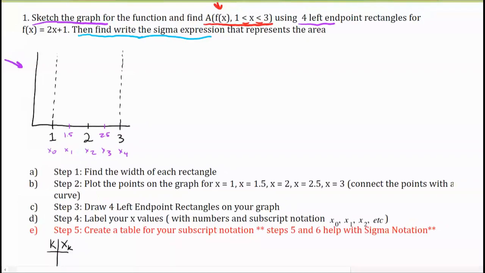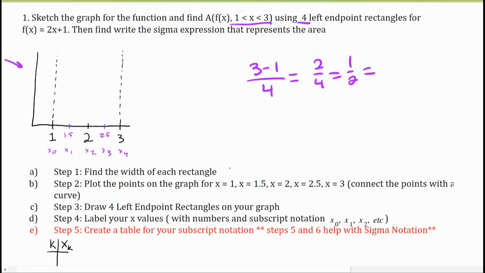So in this problem, we're asked to go between 1 and 3, and we're doing four rectangles. Usually the math that I like to do to find the width is, I know I'm ending at 3, I'm starting at 1, so I subtract them, and then I am breaking it into four rectangles. So when I do that, I get 2/4, which is the same as 1/2, which I'm going to write as a decimal, 0.5. So my width is 0.5. And you'll see on the graph I've already done that, where I'm starting here at 1, ending at 3, and each time I'm going up by 0.5.